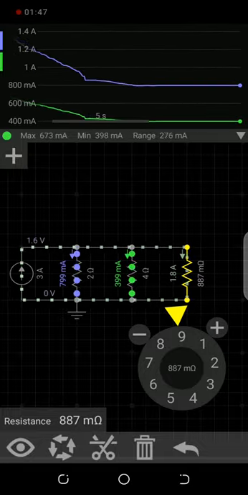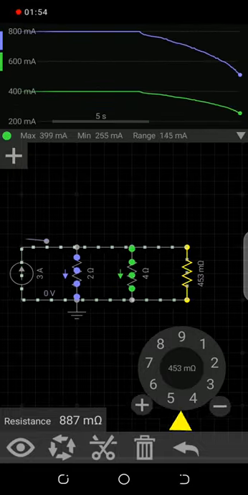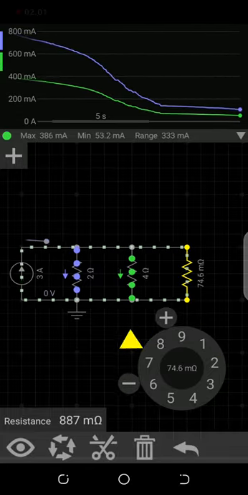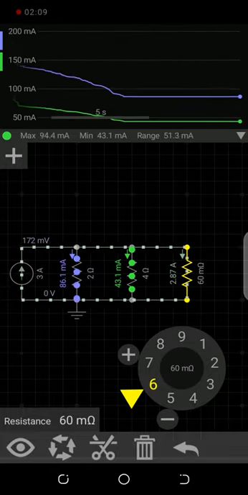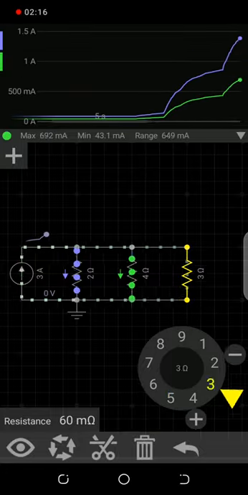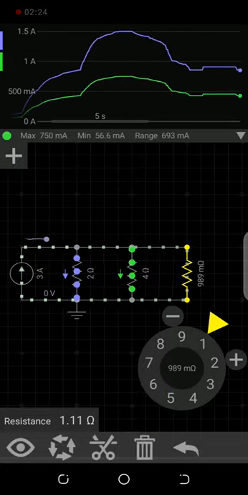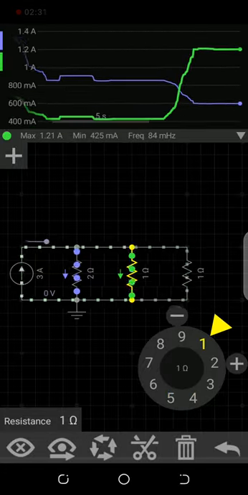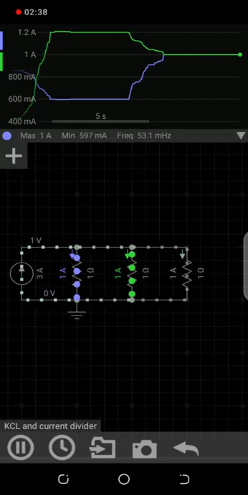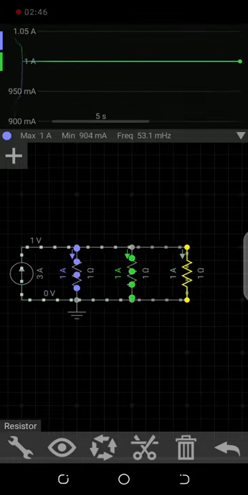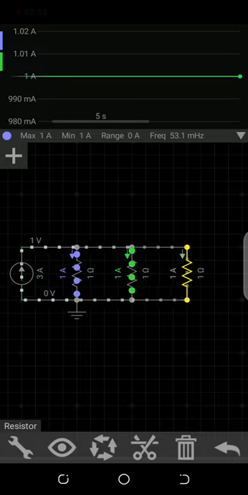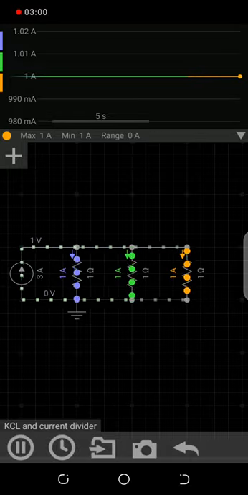Guys, current is looking for the easiest path to pass, which means less resistance, high flow of current. Let us now equalize the values of the resistors and see. As we can see, the current is being distributed uniformly across the resistors. This is Kirchhoff's current law and current divider.